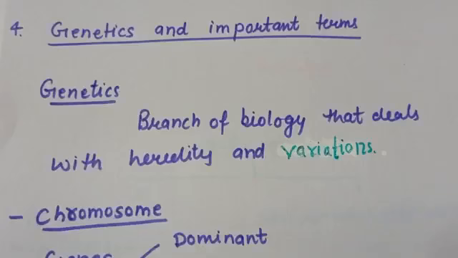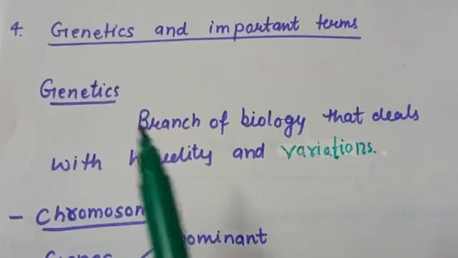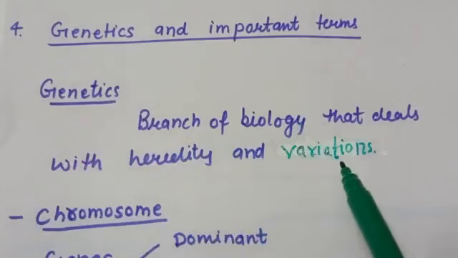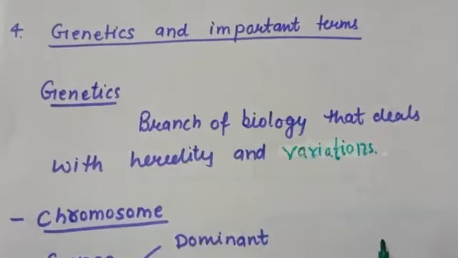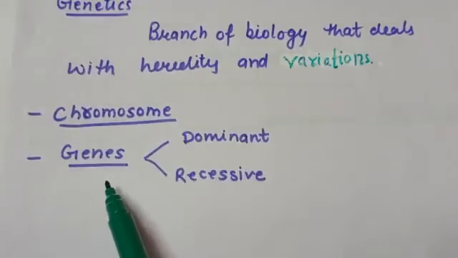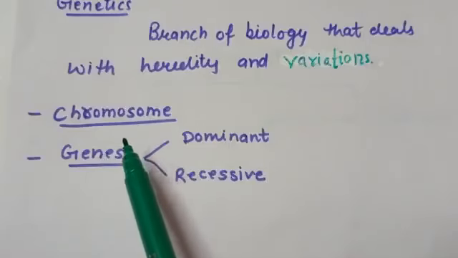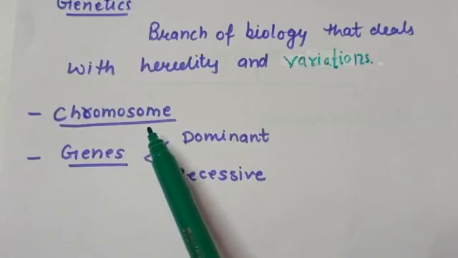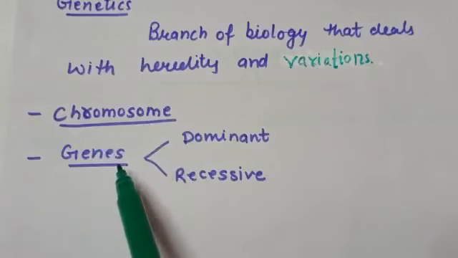Now let us have our next topic, that is genetics and some important terms. Genetics is the branch of biology that deals with heredity and variations. Some further important terms are chromosome, genes, DNA. We have discussed chromosomes in the previous chapter as well, that was how do organisms reproduce. In that chapter we talked a lot about chromosomes, genes and DNA.